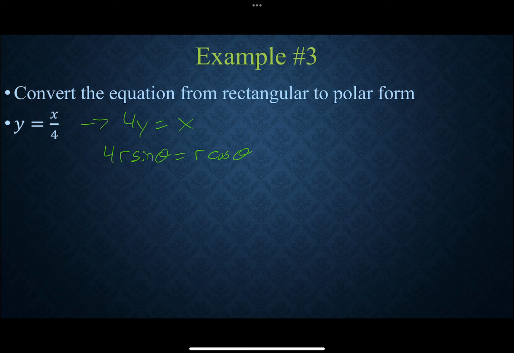And while r is a variable, it is never going to equal 0. If it did, then we wouldn't really have any actual equation. So you're always going to divide by r each and every time you solve these problems. And in fact, to isolate the trig function, I'm going to divide by r sine theta. Leave that 4 alone on the left side. The r's cancel. Cosine over sine is cotangent.